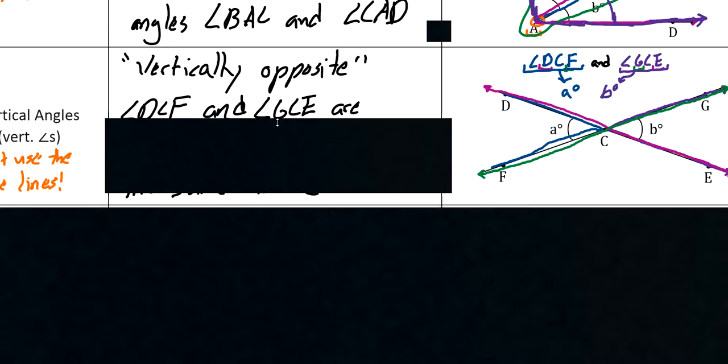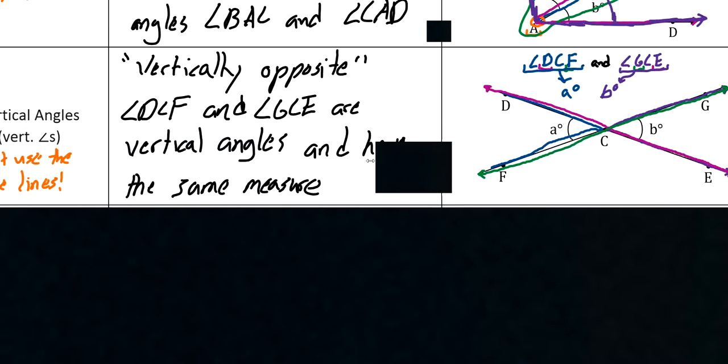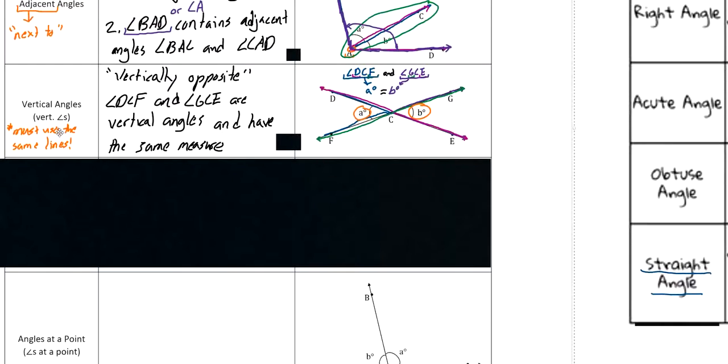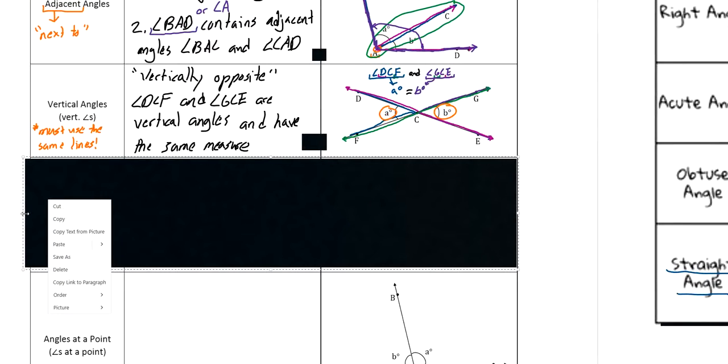But we do know that vertical angles have the same angle measure. So I can put an equal sign here. Long story short, whenever you see a pair of vertical angles, like we do with DCF and GCE, you can say, oh, the measures of those two vertical angles are equal. They're the same. So if we know one of them, we know the other. All right, so we've got two angle relationships down.